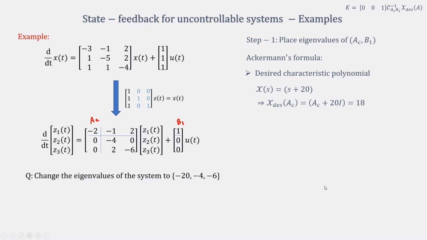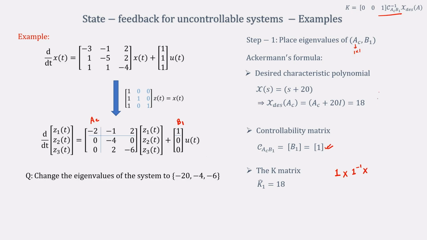And then what is the controllability matrix here? The controllability matrix is B1, AC B1 and so on, but since this is just 1 cross 1, I will just get B1. So finally, the k hat matrix, once you use this formula, which is 1 into the controllability matrix inverse, so 1 inverse multiplied by this, will be 18. So, this is what the formula says. k1 hat will come out to be 18.